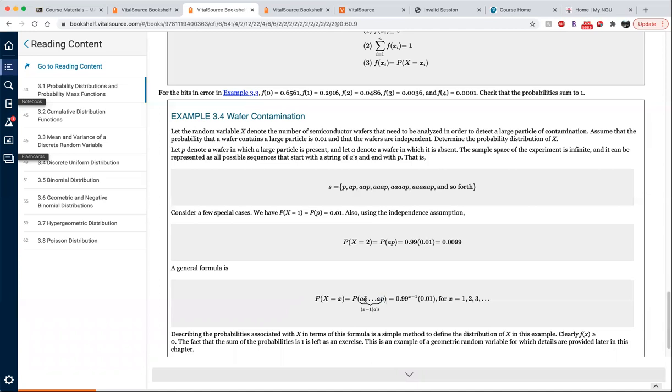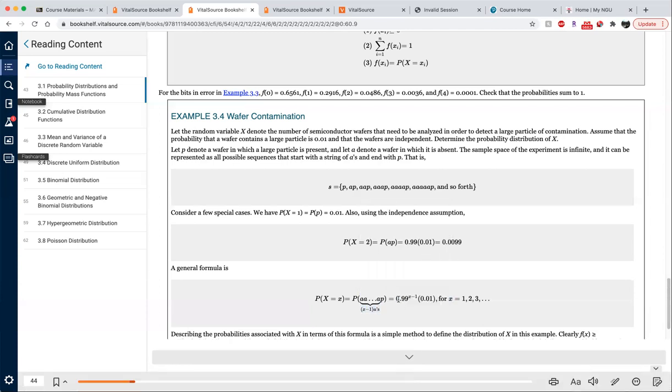Then what's the probability that we're going to get that kind of situation? This is going to be 0.99 to the x minus 1 times 0.01. So that's the formula of that probability, and we can consider this one as the definition of the probability mass function of that experiment.